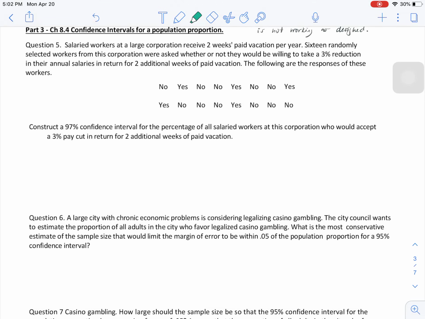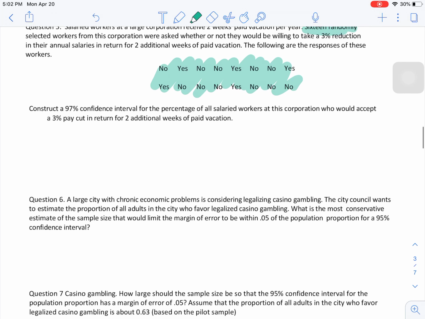All right, in question 5, now we're dealing with, we want to estimate the population proportion rather than the average. So our scenario is that we want to study workers at a large company, and we're going to sample 16 of them randomly and ask them whether or not they'd be willing to take a reduction in their salary in return for extra vacation. And this was their responses. And so we want to estimate, by making a 90% confidence interval, what's the population proportion who would accept this pay cut, who would accept this deal.